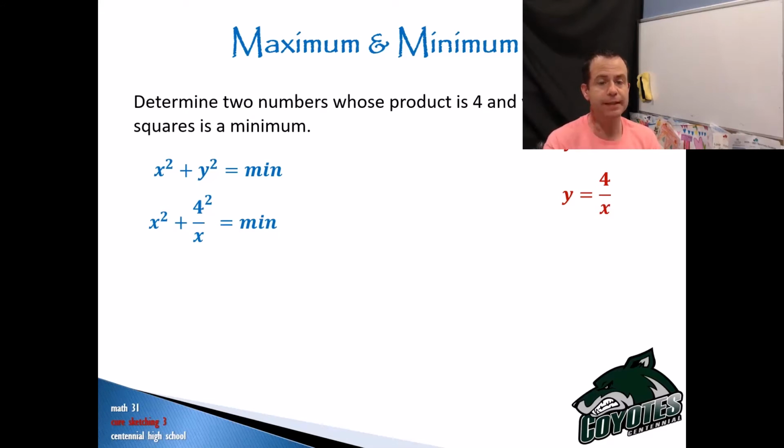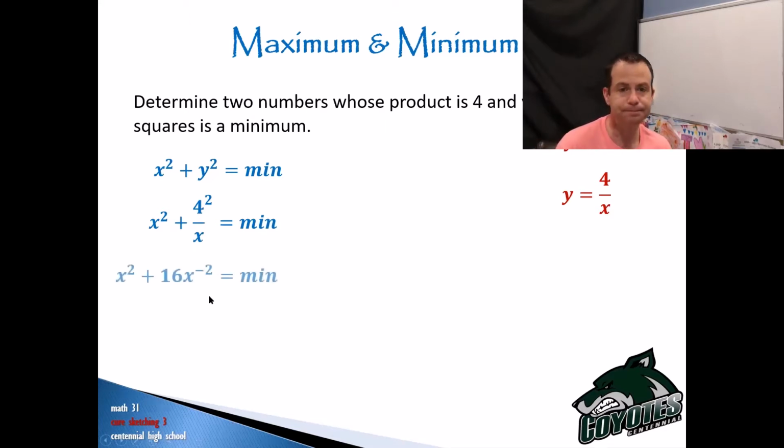So the easiest thing to do at this moment would probably be, why don't we call 4 squared 16, and let's just call this x to the negative 2, so that I have one line there instead of dealing with the fractions. Now I'm going to go ahead and take the derivative and set it equal to 0.